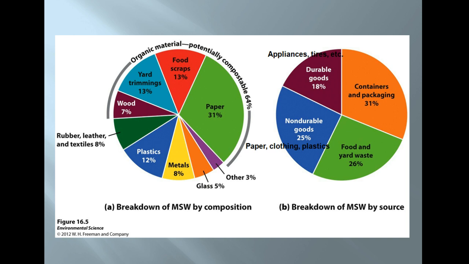Durable goods would count as appliances or tires or big items. Non-durable goods would be paper, some plastics, clothing, and then the rest would be food and yard waste.